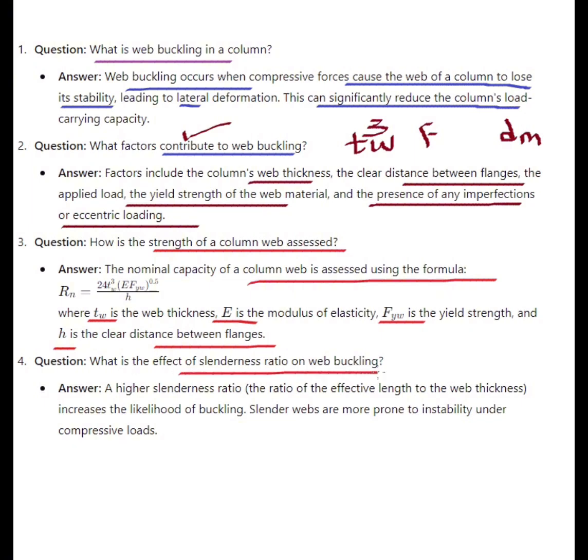What is the effect of slenderness ratio on web buckling? A high slenderness ratio, or ratio of effective length to web thickness, increases the likelihood of buckling. If the slenderness is high, it increases the likelihood of buckling. That means buckling can occur. There is more probability. Slender webs are more prone to instability under compressive loads.